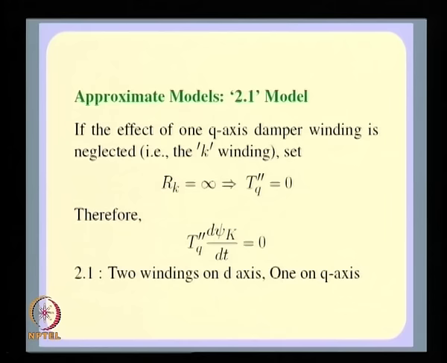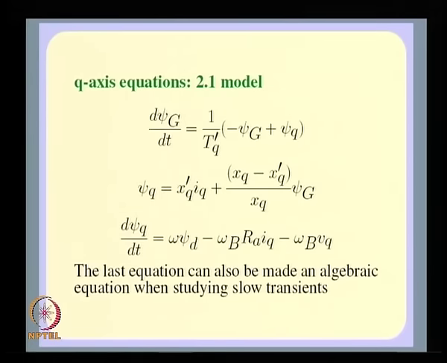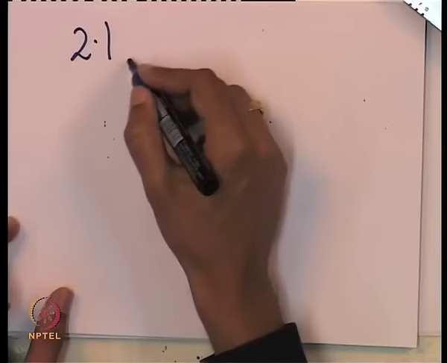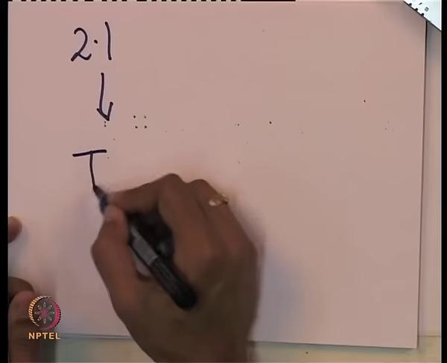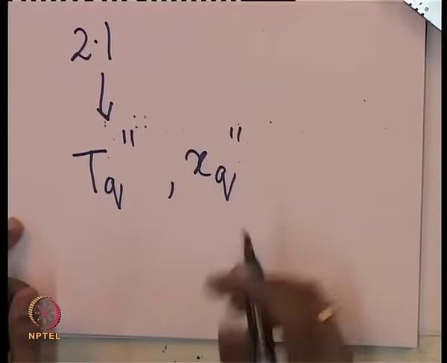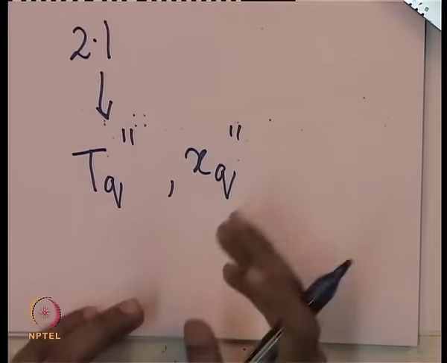What you will get eventually, if you look at the slide, is that the equations of the 2.1 model, 2.1 because now we have just one damper winding on the Q axis, will be given by one differential equation corresponding to psi g, and one corresponding to psi q. The algebraic equation relating psi q, I q and psi g becomes much simpler, and you will notice that x q double dash no longer appears in this equation. So, for this particular 2.1 model, you will not require one time constant and one reactance.